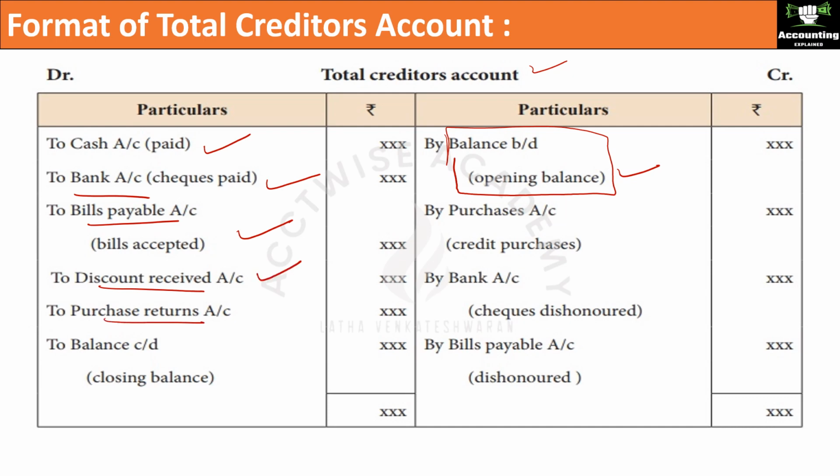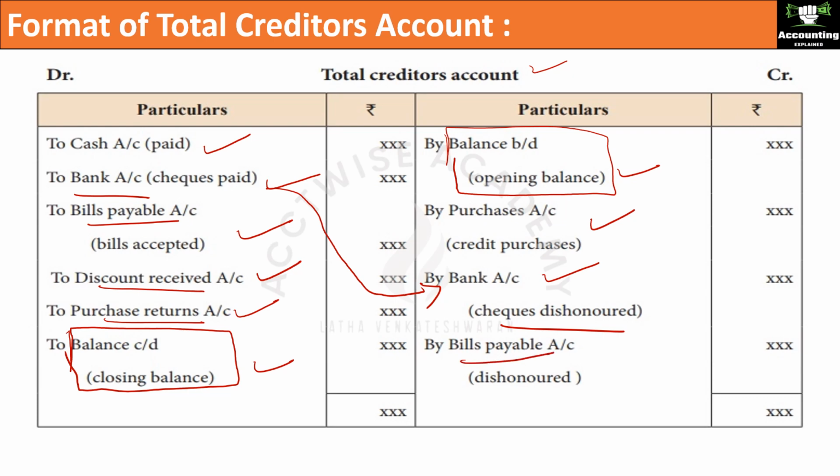Purchases returns, if we have returned any of the purchases to the seller, that will come on the debit side. And finally, to balance carried down, closing balance will also come on the debit side. Here on the credit side, by purchases, credit purchases will come on the credit side. By bank account, if the checks which we have issued got dishonored, that will come on the credit side, checks dishonored. By bills payable, if the bills which we have accepted have got dishonored, that will also come on the credit side.